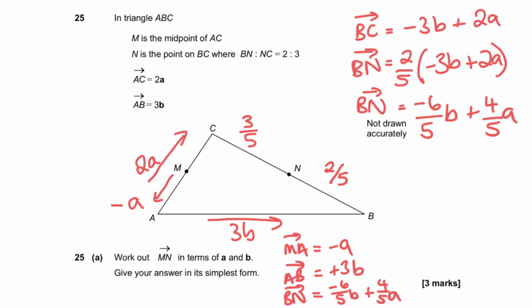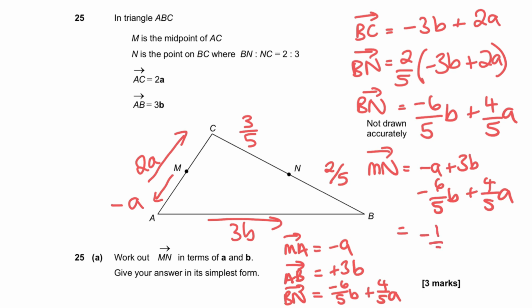So we need to add all of these together to get us from M to N. So to go from M to N, we're going minus a plus 3b minus 6 over 5 b plus 4 over 5 a. So we can start gathering some like terms now. We've got minus a plus 4 over 5 a, which gives us minus 1/5 a, plus 3b minus 6 over 5 b is 9 over 5 b. So the vector MN is minus 1/5 a plus 9 over 5 b.